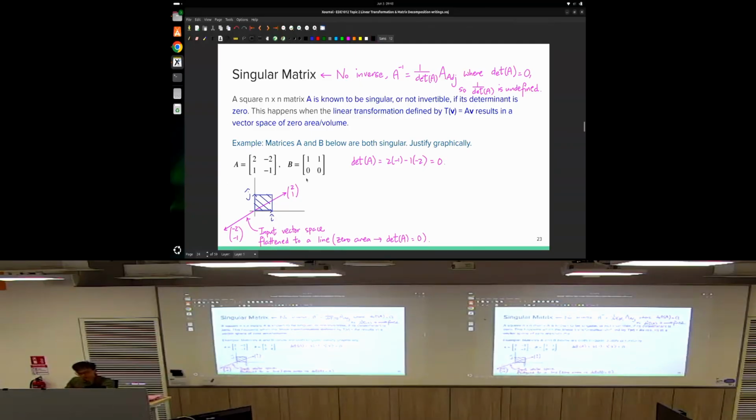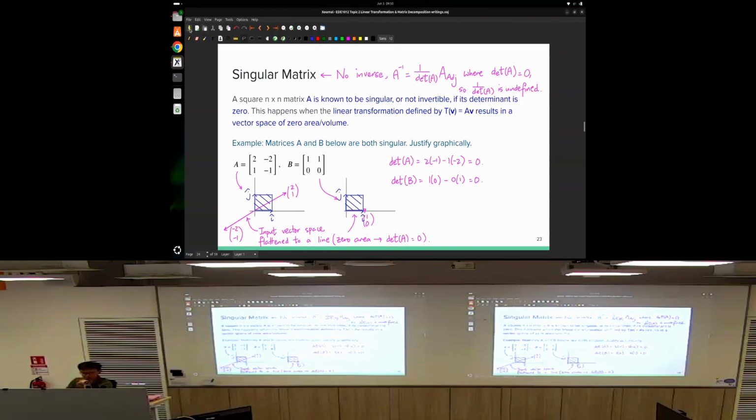Then the same can be said for B. You look at matrix B, I remains as I, but J has been flattened to I. So the vector space is just a line on the horizontal axis. Therefore this is the output vector space of B, also along a line. This one is for A, this one is for B. If you look at the determinant of B, it's very clear that it is 0. Any questions on the graphical meaning of a singular matrix? Should be pretty clear from here.